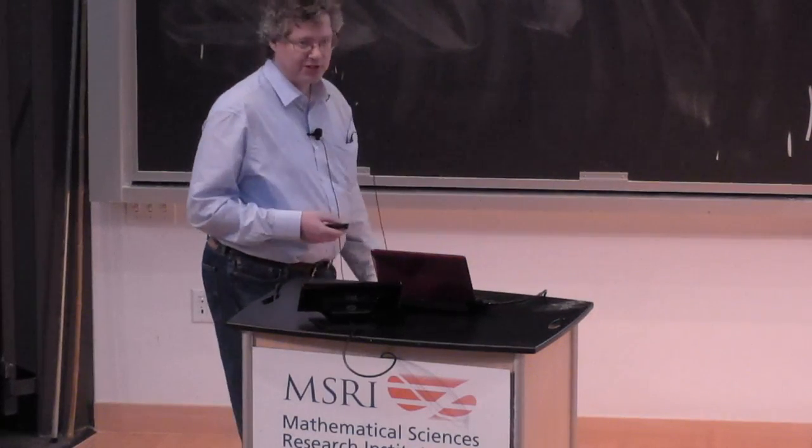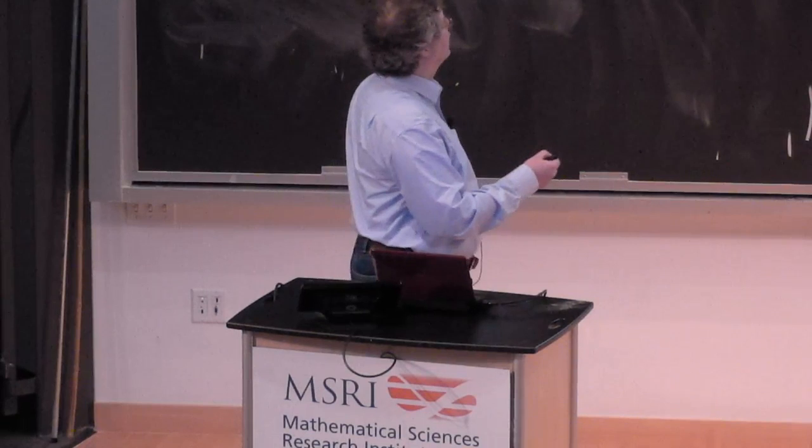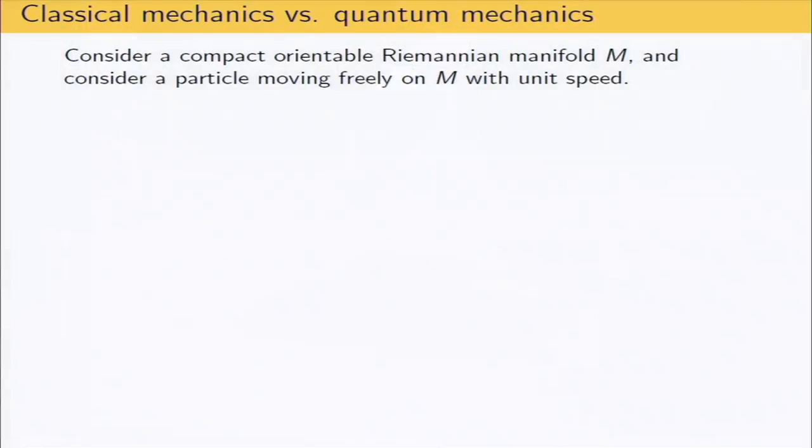model system from physics. That is, I will look at a compact orientable Riemannian manifold. I assume orientability so that there is a volume form on the Riemannian manifold. And we consider a particle moving freely on this manifold with unit speed. It's very important that speed is always unit speed. That's the only speed we allow here. And first, in classical physics, we think of the particle as being a point on the manifold moving around.